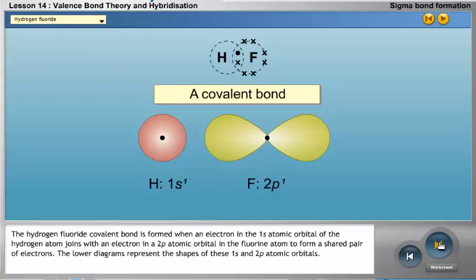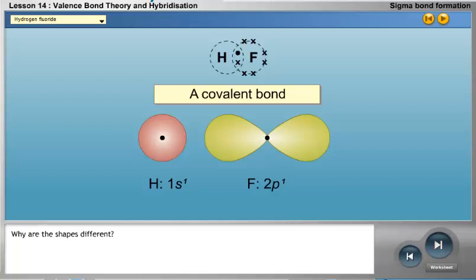The hydrogen fluoride covalent bond is formed when an electron in the 1s atomic orbital of the hydrogen atom joins with an electron in a 2p atomic orbital in the fluorine atom to form a shared pair of electrons. The lower diagrams represent the shapes of these 1s and 2p atomic orbitals. Why are the shapes different? Answer: one is an s orbital and one is a p orbital.